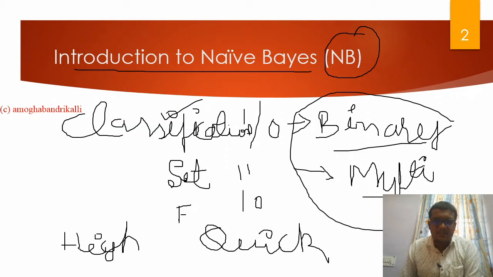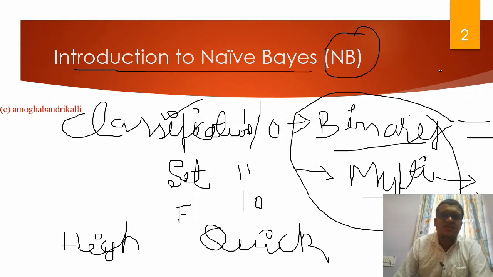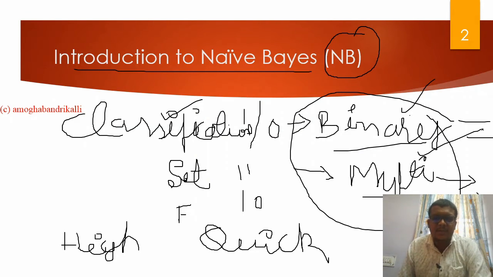So you may find it difficult to tell what is binary and what is multi-class. Binary means only two decisions: healthy or unhealthy person, diabetic or non-diabetic. Multi-class classification is whether he is a diabetic patient, a cancerous patient, or a brain tumor patient, like this. The decision will be more than two. So that is called a binary decision, and multiple decisions means more than two.